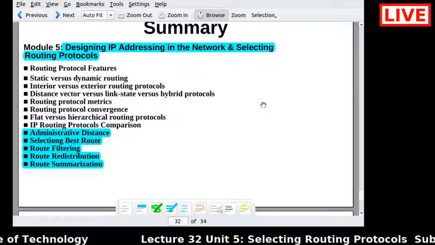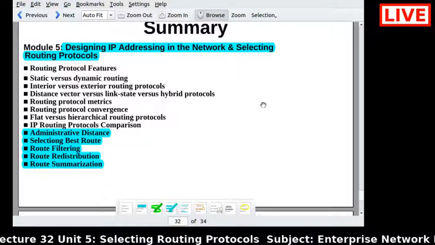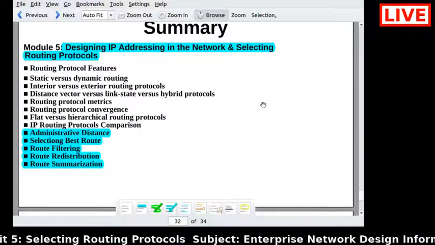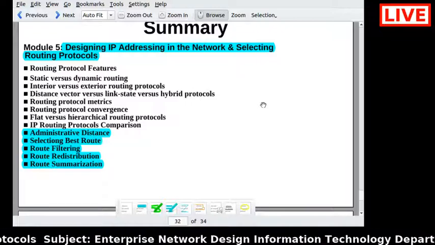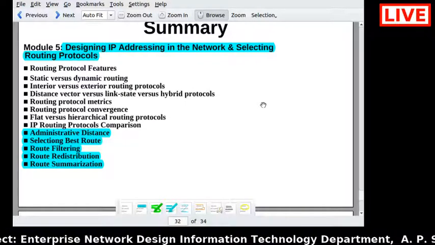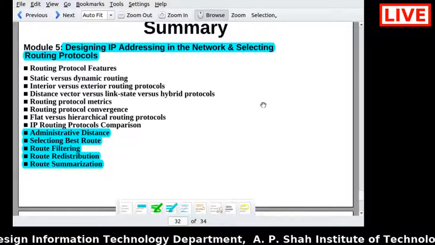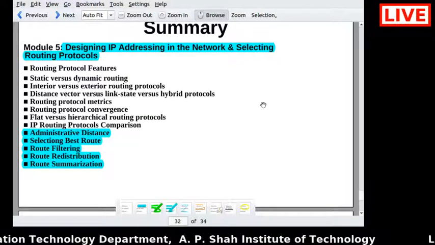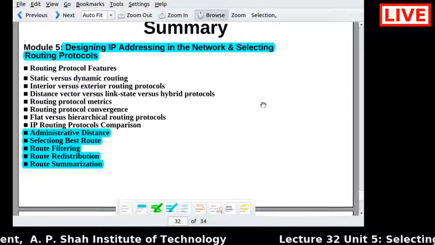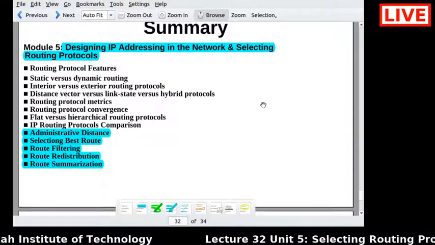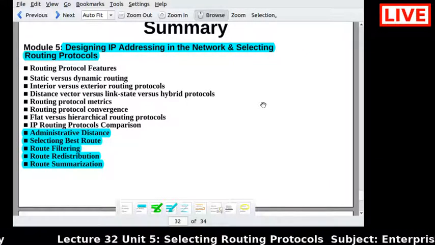Then we have discussed IPv6: the address format, the header format, some other fields, the features of IPv6, and the comparison of IPv4 and IPv6. Also the transition strategies of IPv6, so tunneling and all that part we have also discussed in the IP addressing plan. And then we have moved towards the routing protocols part.